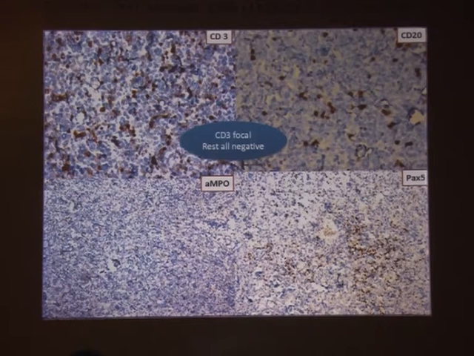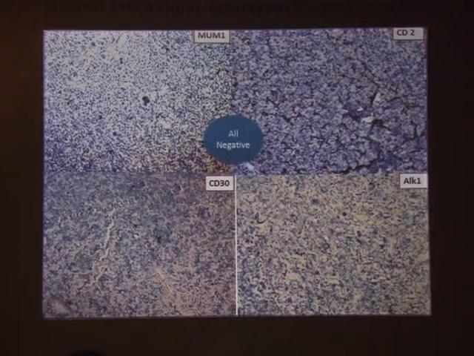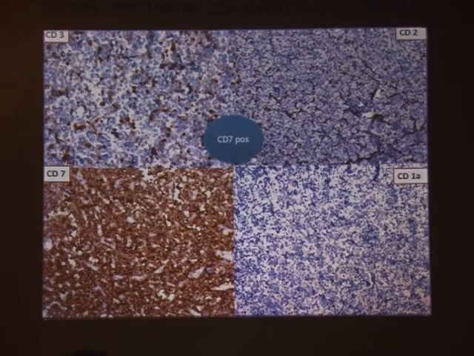Unlikely to be myeloid. CD34 blastic, so it's a blastic tumor. So we did more stains. MUM1 is a plasmablastic marker, CD2 another T cell marker negative, ALK1 negative. CD7 is strongly positive. Now CD7 is a T cell marker. CD7 is a very sensitive T cell marker, but the specific T cell marker is CD3. CD3 was negative, CD7 is positive.